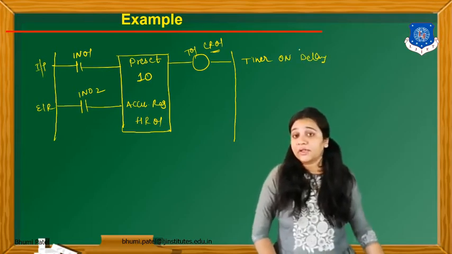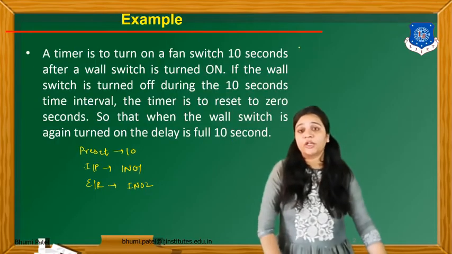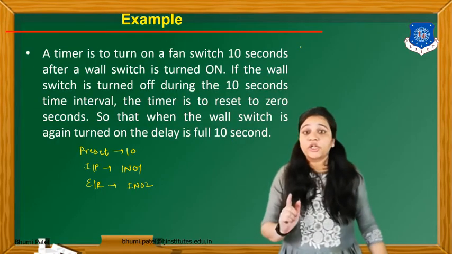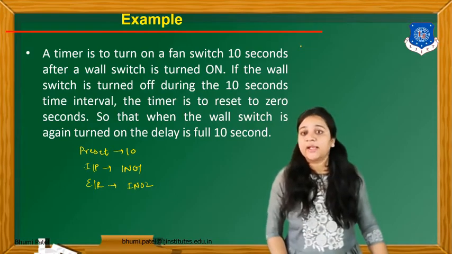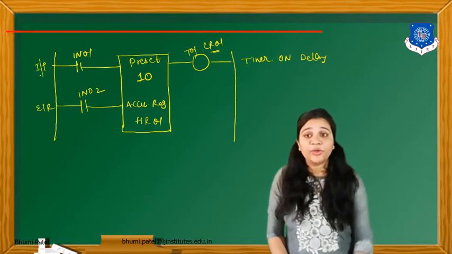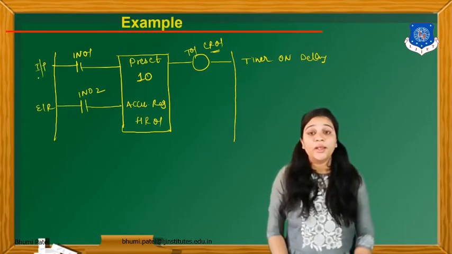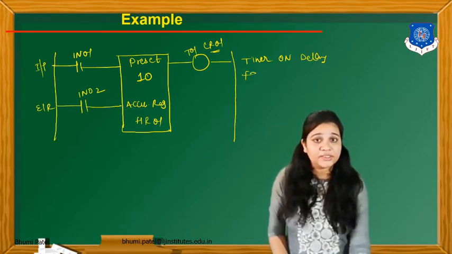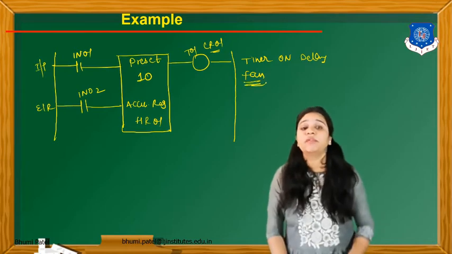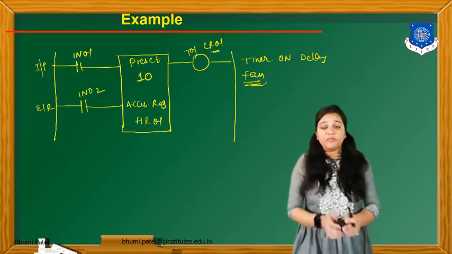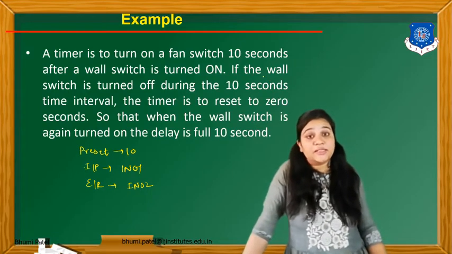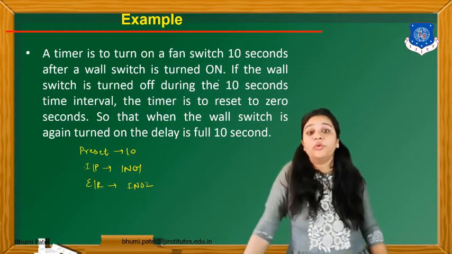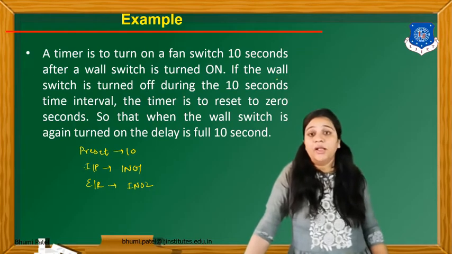What is the condition that is satisfied for this program? A timer is to turn on a fan switch 10 seconds after a wall switch is turned on. So whenever the input is energized, or the input is on, my fan will be on. This is my output, and to the output we connect the fan. So the fan will be on after 10 seconds. The second condition is if the wall switch is turned off during the 10 second time interval.